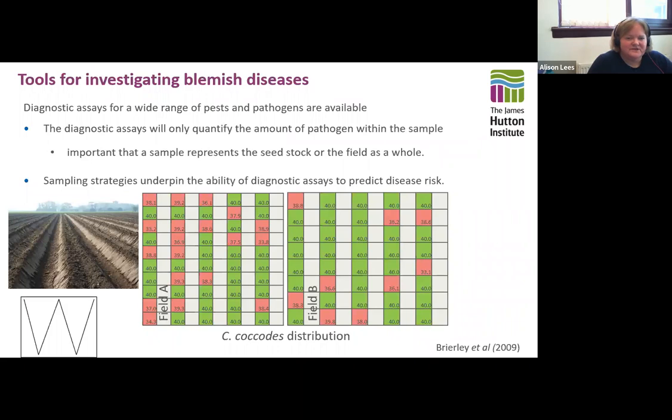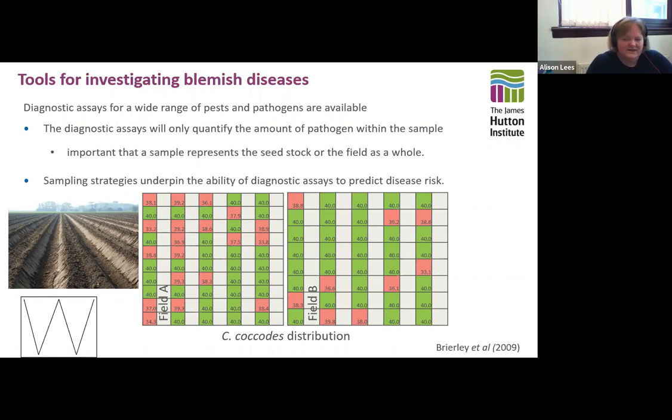So what are diagnostics good for? Well, they're useful when symptomless infections may be present on seed or on progeny going into storage. And they also enable us to quantify soil-borne inoculum to evaluate disease risk. It seems really obvious to say that the assays will only quantify what is in the sample taken. But this is an important point, as the sample must represent the seed stock or the field as a whole. And sampling strategies therefore underpin the ability of diagnostic assays to predict risk.